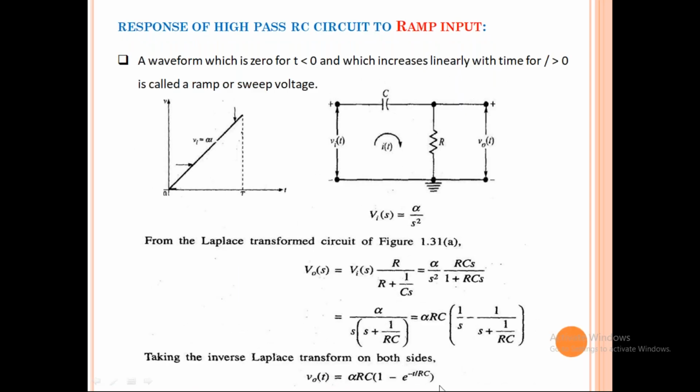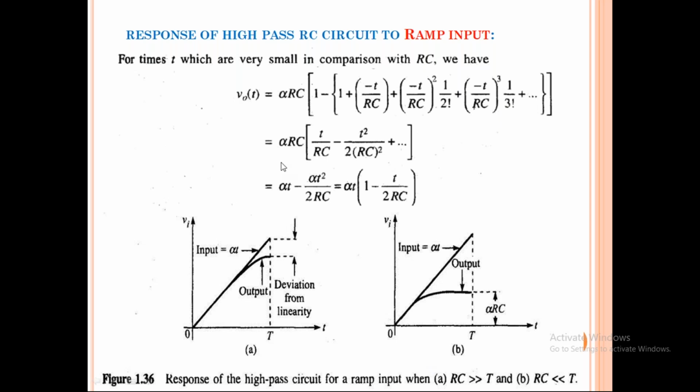You have to expand this one, e power minus t by RC. The e power minus expansion is 1 minus x plus x square by 2 factorial. Likewise, you have to expand. The simplified answer you get is V naught of t equal to alpha t into 1 minus t by 2 RC. Here the deviation between input and output is very small when our condition is RC far greater than T.